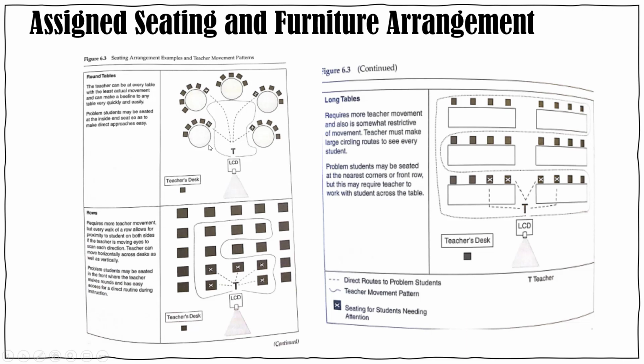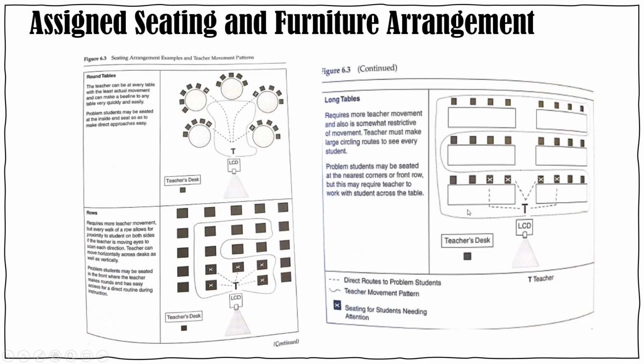Sometimes there are round tables. And so here are your round tables, which is a lot better for group work and discussion and things like that. Not so good for individual work, but you can see the teacher's movement patterns. They can walk all around, and then you can see where you would want to place your children that need more support or have EBD, and that way, if something's happening, you can get to them so quickly.